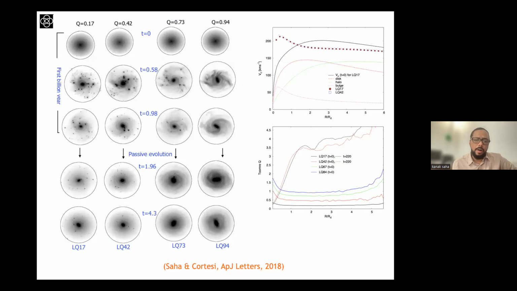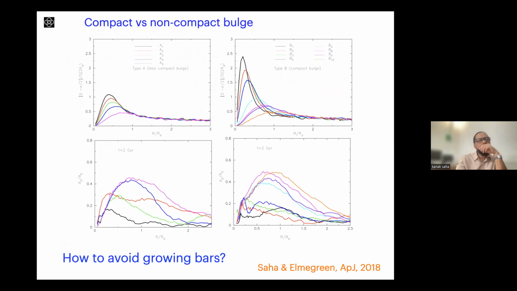So with this, we have tried to make a few more sets of simulations in a more controlled fashion, in which we made simulations with two different kinds of bulge. One is a compact bulge, one is a more diffuse bulge. So this is omega minus kappa by 2 as a function of radius. On the left side, the one that is a compact bulge, you can see omega minus kappa by 2 has a very, very strong peak.